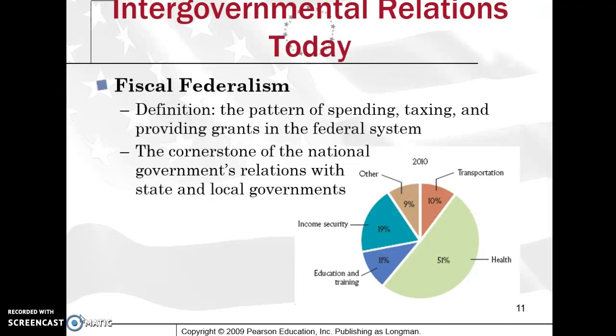Fiscal federalism means the use of funds from one level of government to persuade another level of government to adopt some policy or to assist a lower level of government in solving some issue. This is the cornerstone of the national government's relationship with state and local governments. Money controls everything. If the federal government gives money to states and local governments to do what they want, they can get the local governments to agree to implement policies the federal government thinks are best.